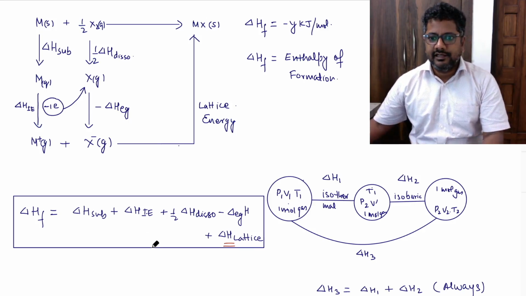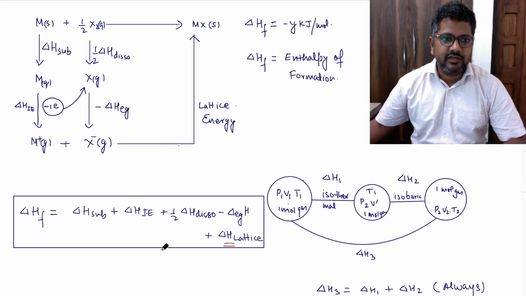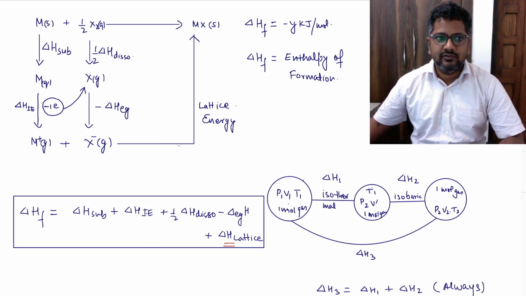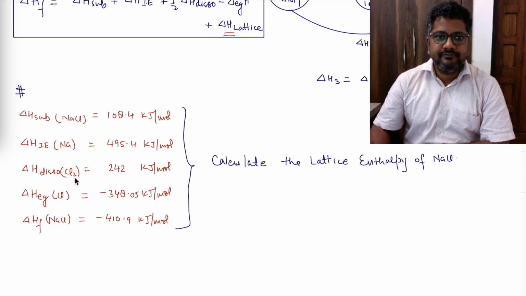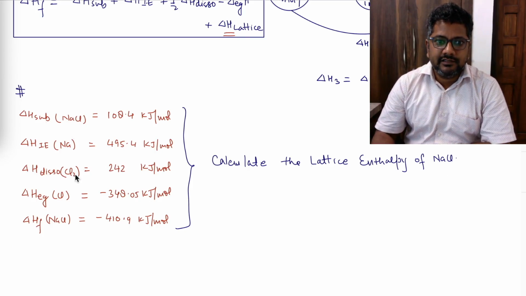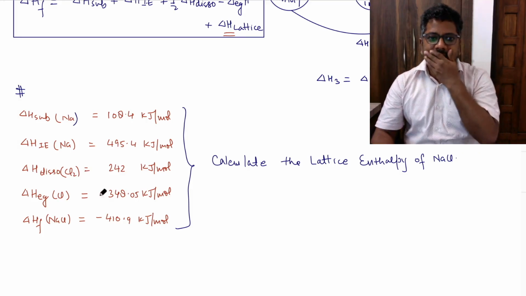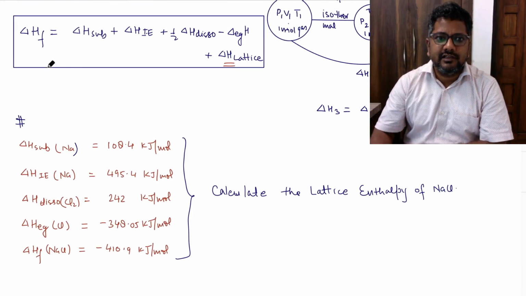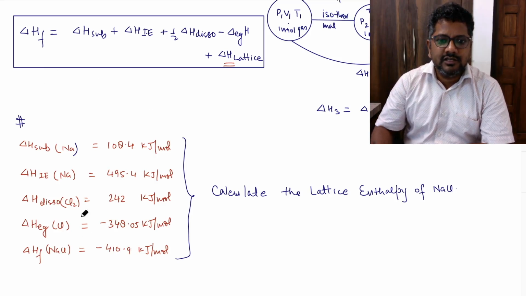So let me write some values to calculate the delta H lattice for sodium chloride, right? So first I will note down the values, then we will do the problem. Now see, this is the question. Calculate the lattice enthalpy of NaCl. Data is given for this. This is not for NaCl, this is for Na. So you just use this Born-Haber equation, and simply you can calculate. See, delta H formation of NaCl is minus 410.9. So here you have to put minus.